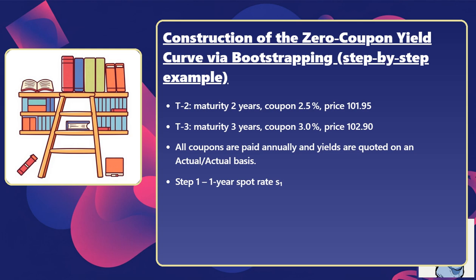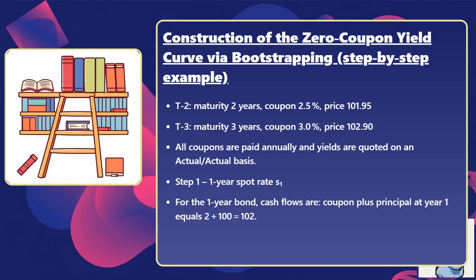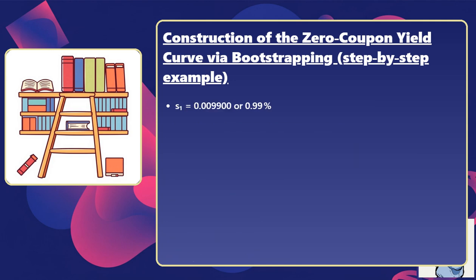Step 1, 1-year spot rate S1. For the 1-year bond, cash flows are coupon plus principal at year 1 equals 2 plus 100 equals 102. 101 equals 102 divided by 1 plus S1. 1 plus S1 equals 102 divided by 101 equals 1.009900. S1 equals 0.009900 or 0.99%.